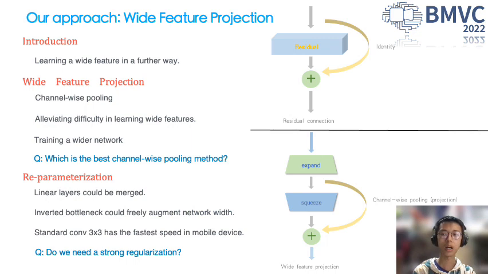Another problem is whether we need a strong regularization. Previous work which adopts a larger overparameterization uses a strong regularization such as dropout or weight decay, but in the super resolution task, some experiments show that this regularization would lead to a performance degradation, so we do not use it.